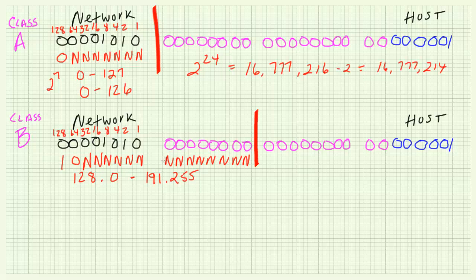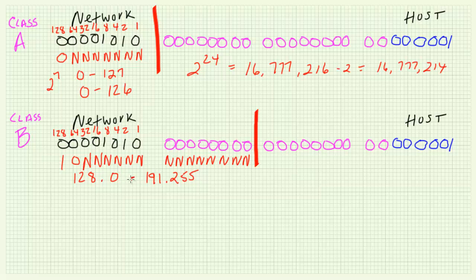And then if we set all of these network bits in the second octet to 1, then that's going to be 255. So there's our range of network numbers for a Class B address. It's going to be 128.0 to 191.255. Those are just the network numbers.